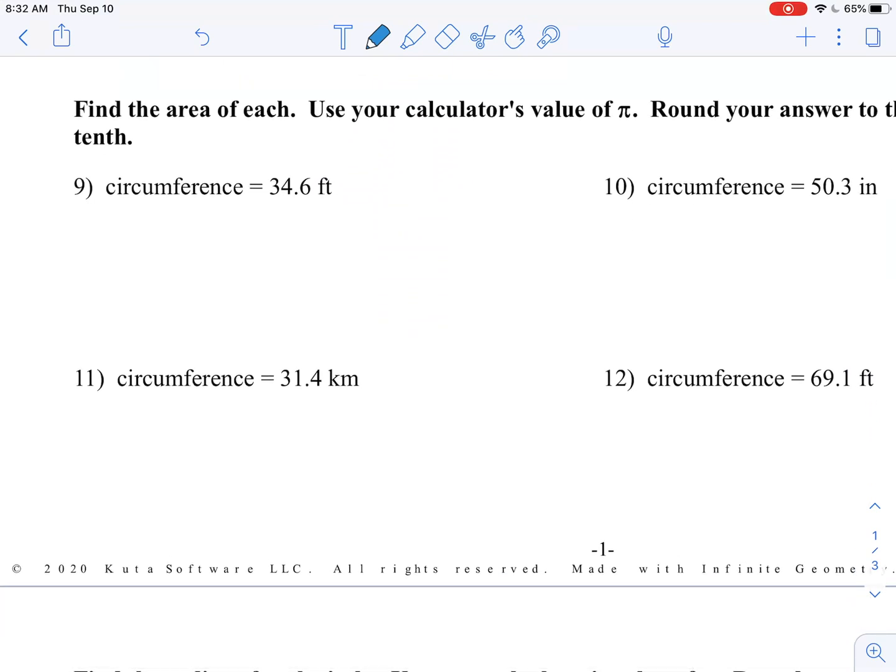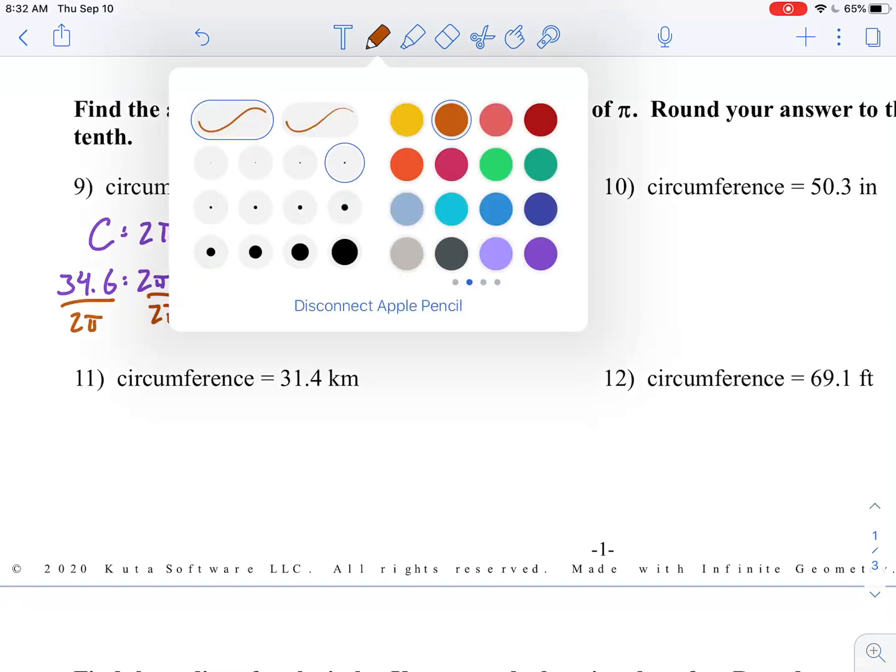Number 9 says find the area of each circle. So here I'm given the circumference. Now I know the area is pi times the radius squared. So since I'm given the circumference, I'm going to use 2 times pi times r. So it'll give me my radius, which I can plug in to find my area. So if my circumference is 34.6, I can use this to solve for the radius by dividing by 2 pi.